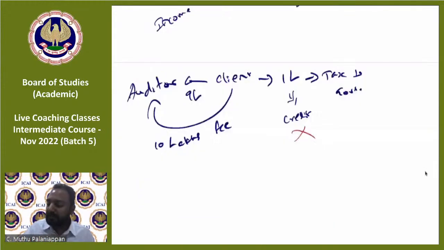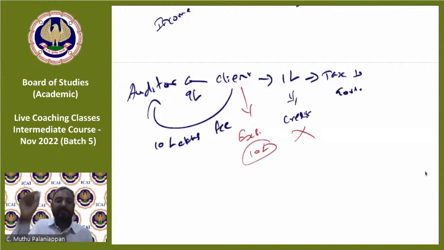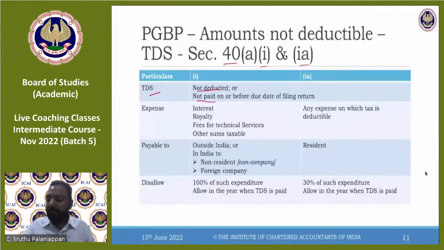For example, in this case, 10 lakh is an expense to this client, right? So the expense to this client is actually 10 lakhs. Now this 10 lakh is not allowed. It's not an allowed expenditure because I have not deducted TDS on the 10 lakhs. So this is the provision. So on what expenditure? One is for foreign payments.